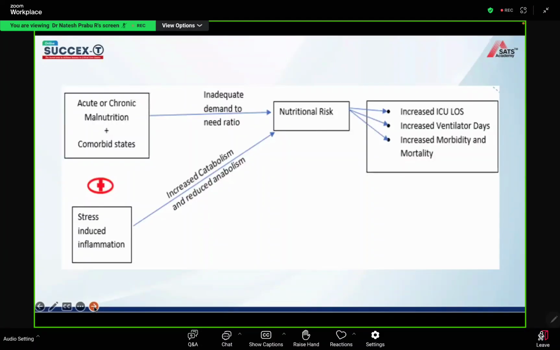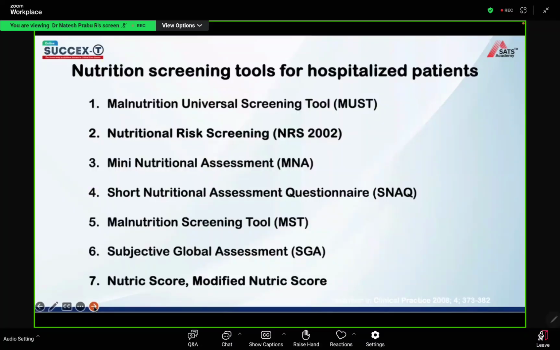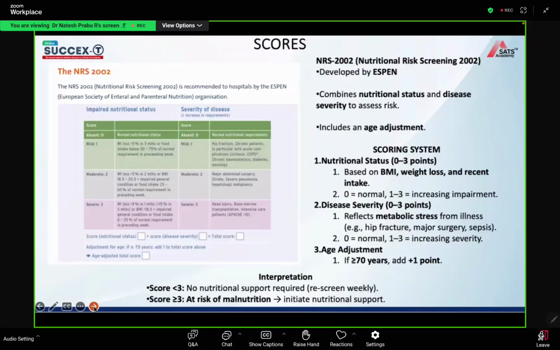The problem is that acute and chronic malnutrition plus comorbid states and stress-induced inflammation cause increased catabolism and nutritional risk in critically ill patients, and that results in increased ICU length of stay, ventilator days, and other parameters which we usually see. So what nutrition screening tools can be used for hospitalized patients? Multiple tools are there: MUST, NRS, MNA, and the SGA, and the Nutrix score and modified Nutrix score, which we use commonly in critically ill patients. The scoring systems have been described well in all the available data.